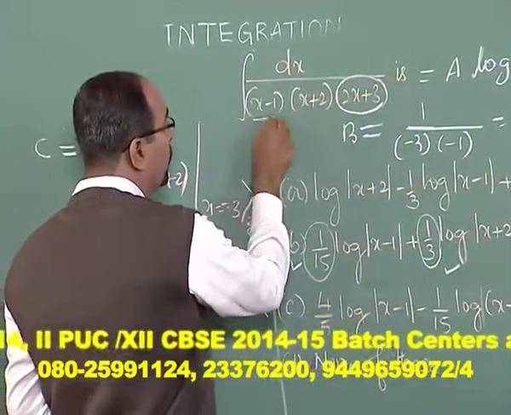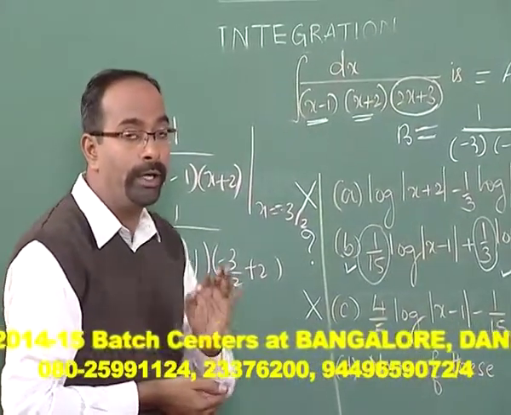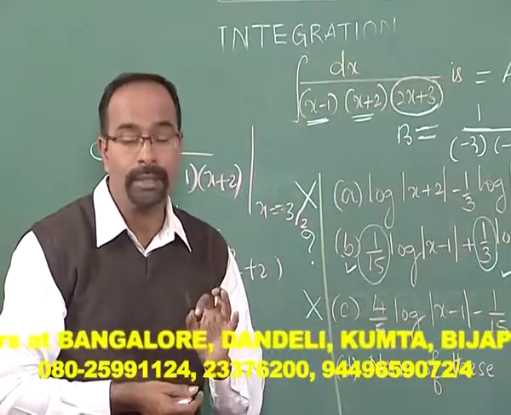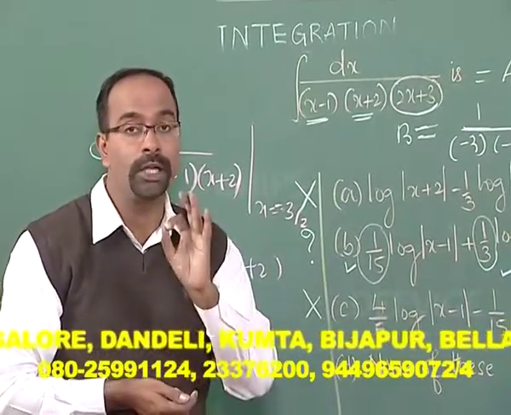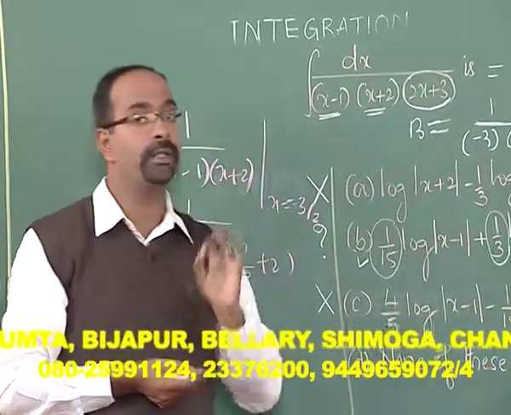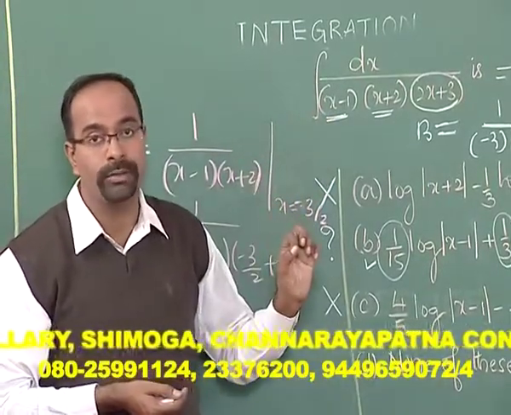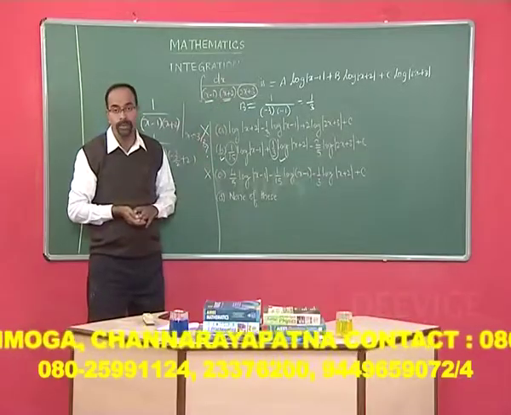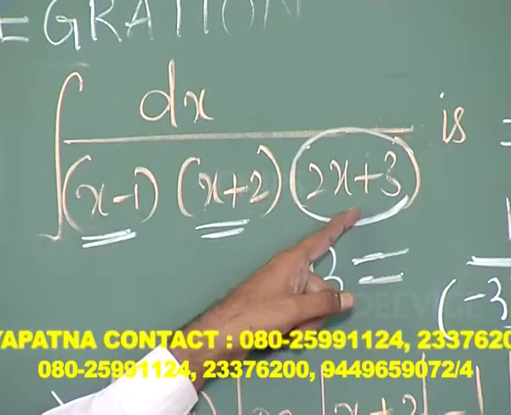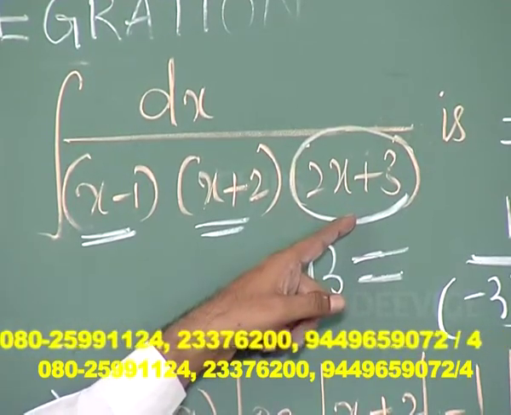You have x minus 1 here, x plus 2 here, and you have 2x plus 3 there. While integrating 1 by 2x plus 3, we will write it as log of 2x plus 3 divided by 2, that is, the coefficient of x must be divided. Let me repeat once again. In this case, 1 by x minus 1, we will get log of x minus 1. While integrating 1 by x plus 2, we will get log of x plus 2. When we integrate 1 by 2x plus 3, we will get log of 2x plus 3 divided by 2. The coefficient of x must be divided.